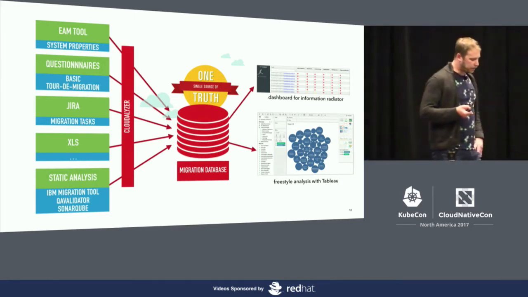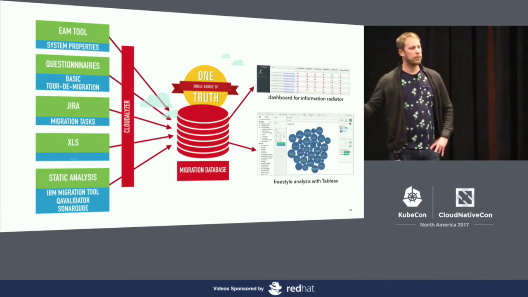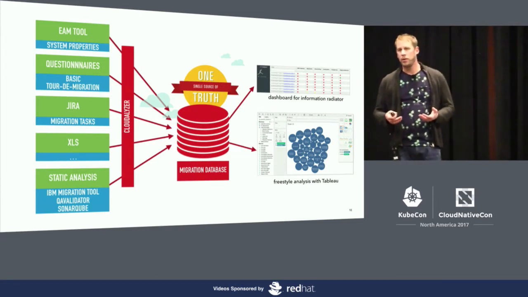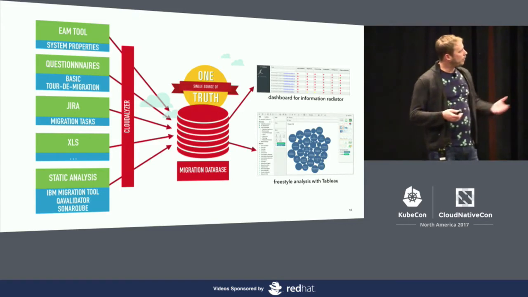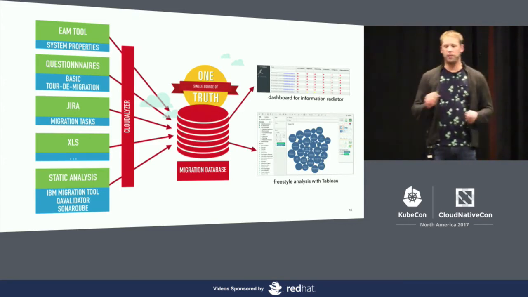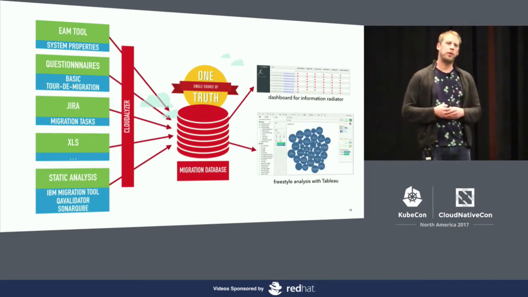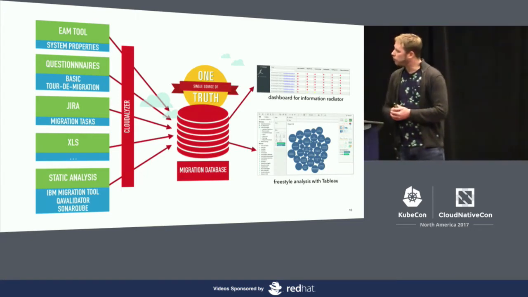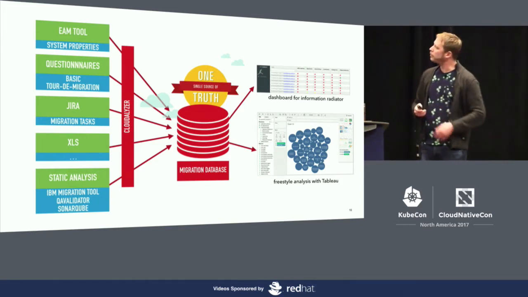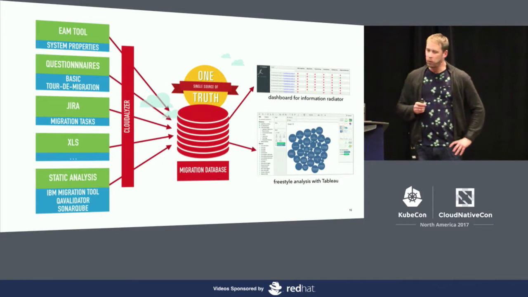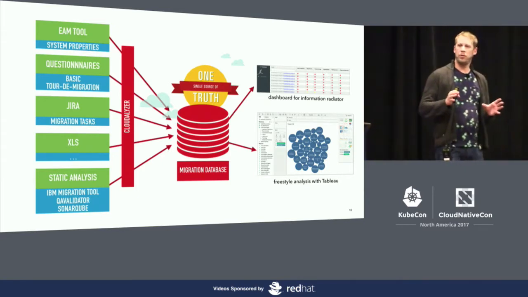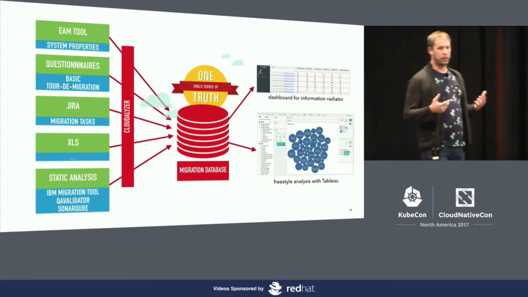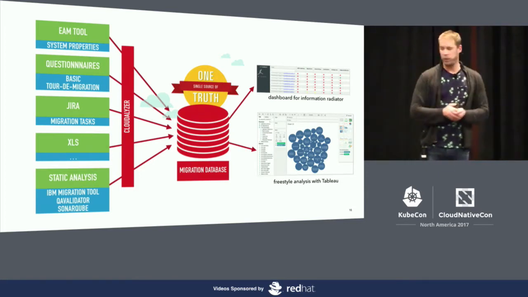We performed static analysis on all application binaries with the IBM migration tool. You can see there which libraries are used and which JE APIs are used. We used our own QA validator to check some dependencies, and we used SonarQube to have some quality metrics. And all this is integrated into something we called the migration database, and we performed analytics on this database. We're using Tableau to explore the data there and to answer architectural questions. And we also have built a dashboard providing the projects and the management some basic migration information.